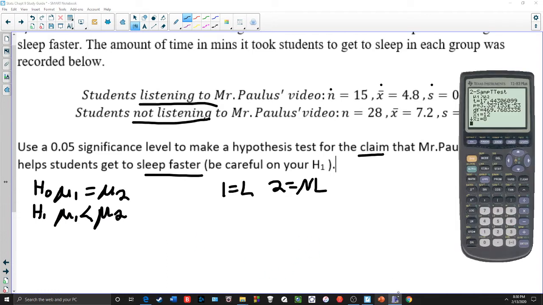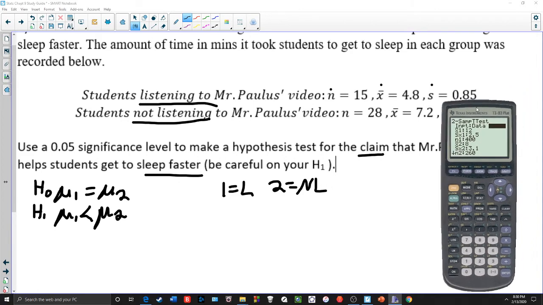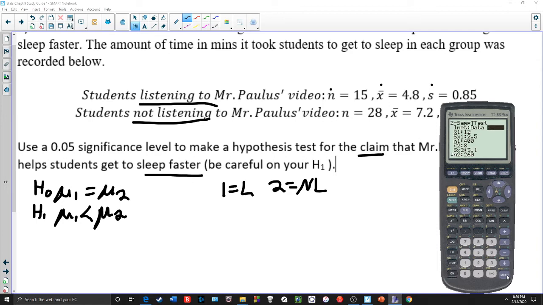So same test as before. 2-SampTTest, because we're not subtracting anything, we don't hear that word difference. We do have a list of stats here, so we're going to enter those in. And we're just going to go down the line. So x bar is 4.8, S is 0.85, n is 15. Go on, there we go.